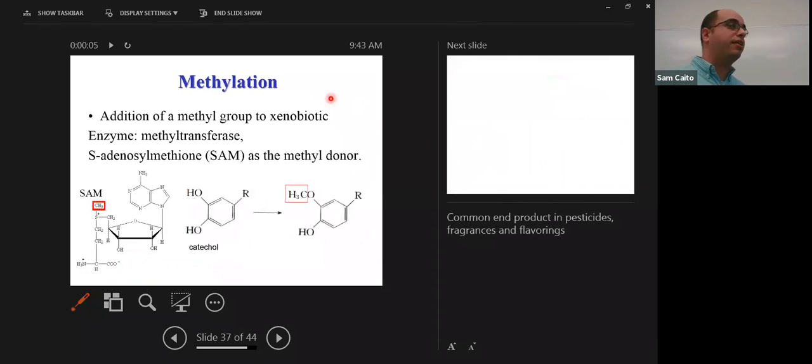Our last conjugation reaction is methylation. This is an addition of a methyl group to a xenobiotic. The enzyme that does this is called the methyltransferase. It uses S-adenosylmethionine, or SAM, as the methyl donor. We have this molecule here, which is SAM. It's a rather large molecule. It's only going to take this one tiny methyl group and put it onto the substrate molecule. Here it's a catechol. And you can see the area in red is just where the methyl group was attached.